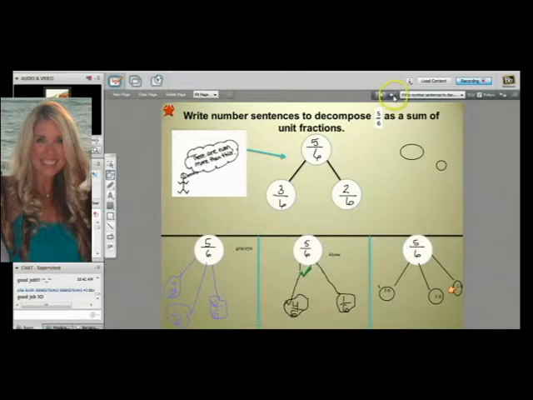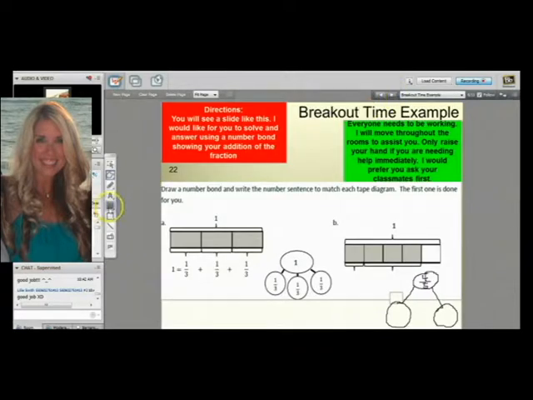So great job, everyone. Okay, if you look right here, this is what we're going to do for our breakout time. I want to see you working in your breakout rooms. So here's an example for you right here on A. Okay, look right here. How many total equal bars do we have? Raise your hand. Sydney, can you tell me? Right here, how many total equal bars do we have?